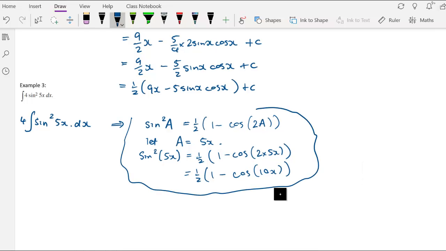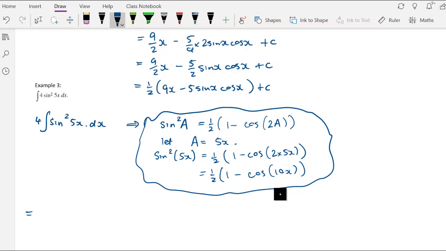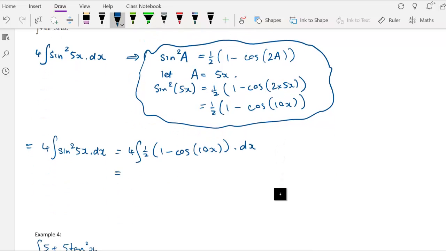So this little side calculation means that now we can look at 4 times the integral of sine squared 5x dx as 4 times the integral of 1/2, 1 take cos 10x. Now 4 times 1/2 is 2, so we've got 2 lots of 1 take cos 10x dx. So that means we've got 2 multiplied by x take 1 on 10 sine 10x plus c.